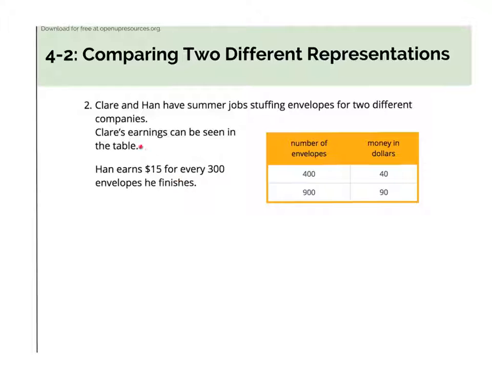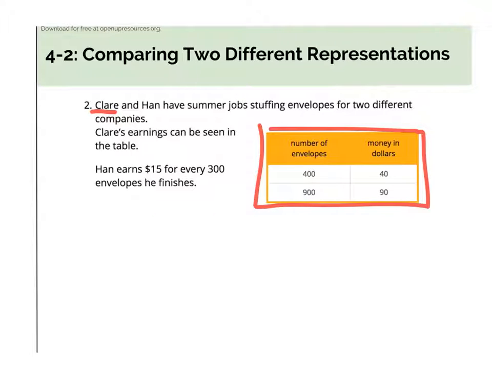Moving on to number 2. Claire and Han have summer jobs stuffing envelopes for 2 different companies. Claire's earnings can be seen in the table. So here we've got our earnings for Claire. I'm going to just mark those so I know which one's talking about which. Then we see that Han earns $15 for every 300 envelopes that he finishes. Read questions A, B, and C and give it your best shot. Then we'll go over it together.